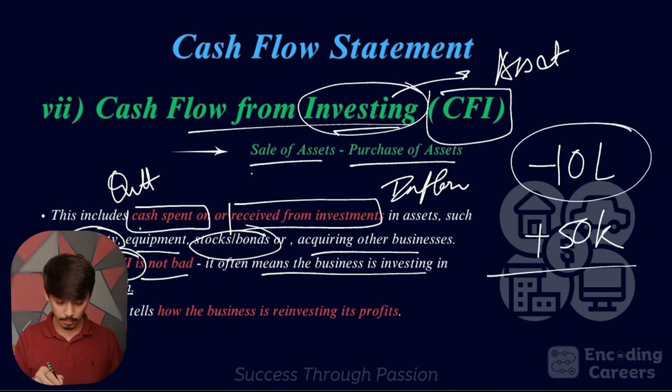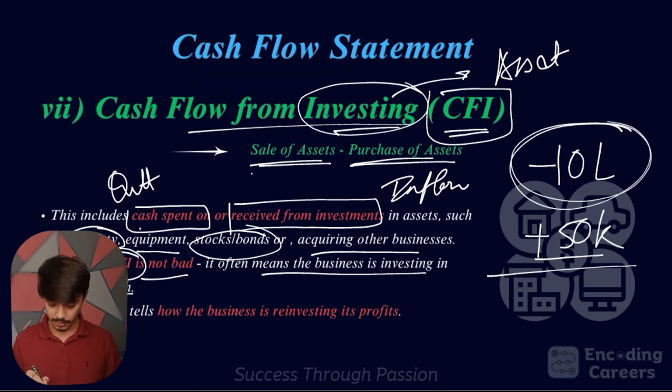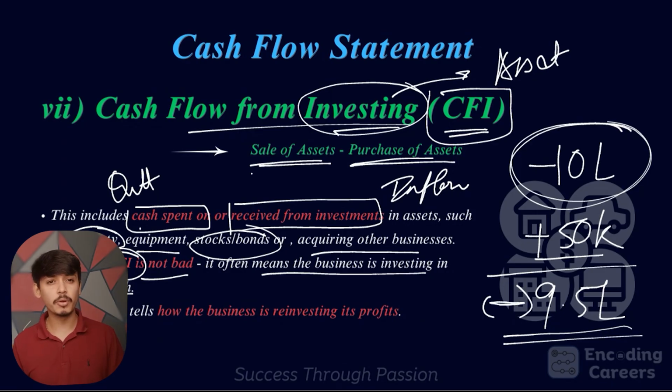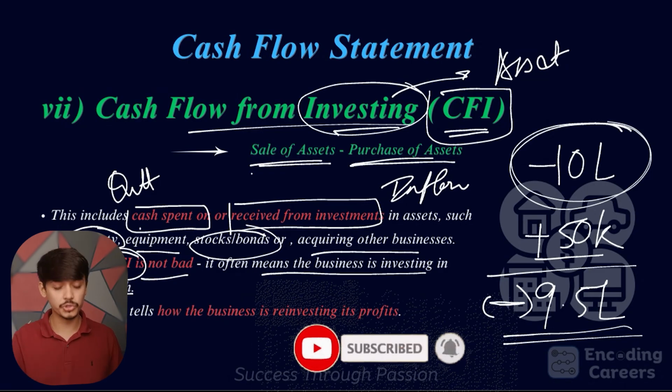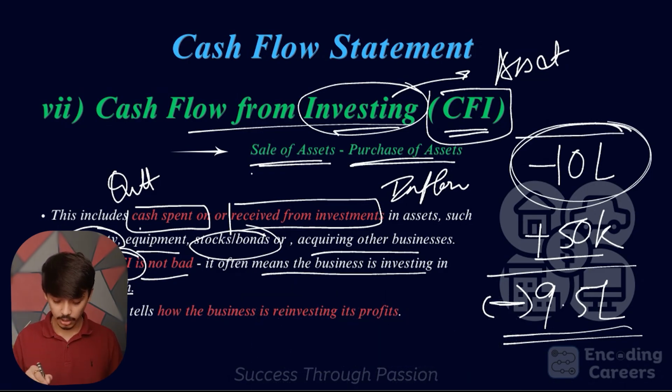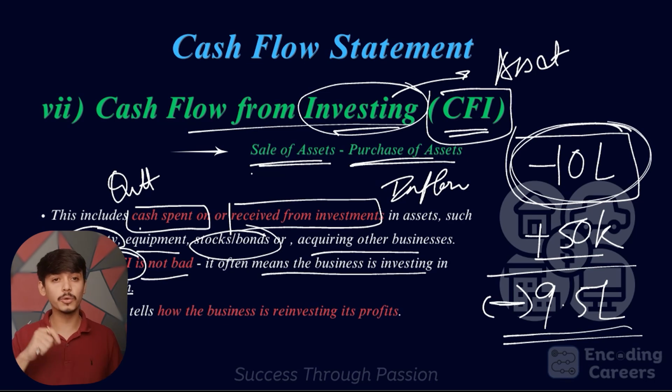Now the net cash flow from investing activity is sale of asset minus purchase of asset, that is 50,000 minus 10 lakh, which will give us minus 9.5 lakh. So this will be negative, that is, it is spent out of the business. But this 9.5 lakh doesn't mean that we are doing business badly. We have just invested this 9.5 lakh for our future growth. That is, we have taken a 10 lakh rupee car which is going to give us revenue for the next 5 to 10 years of time.